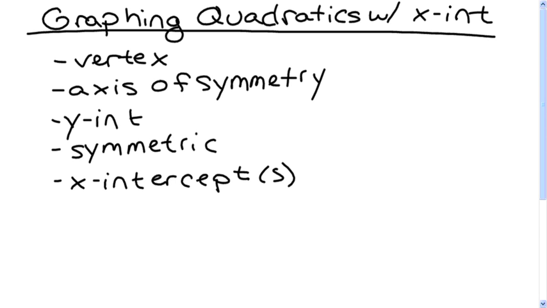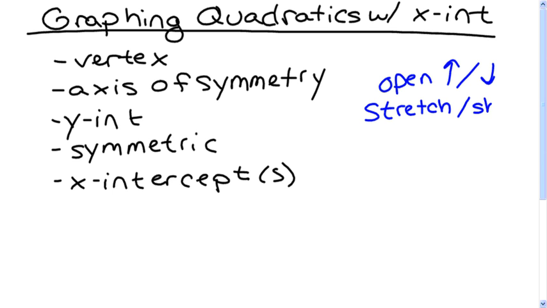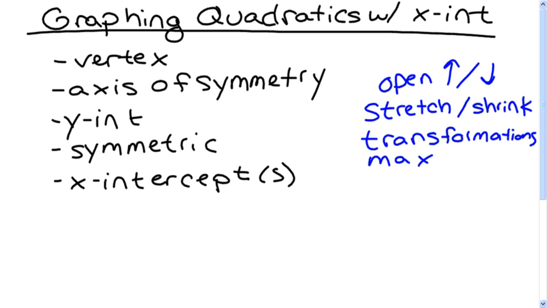In addition to these key pieces of information, you should also be able to check, does it open up or down? Is there a stretch or a shrink? Specifically, we will look at vertical stretches and shrinks. You should be able to do transformations. Be able to find that max or min point. And lastly, you should be able to tell your domain and range. So based on those graphs, you should be able to tell everything on the right-hand side here.